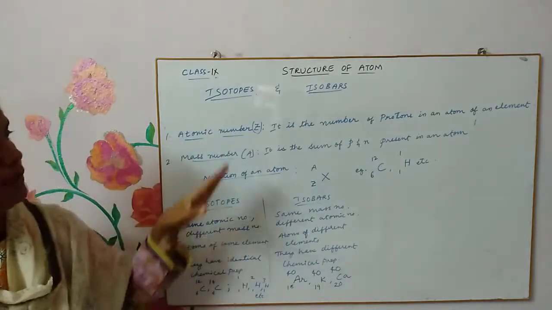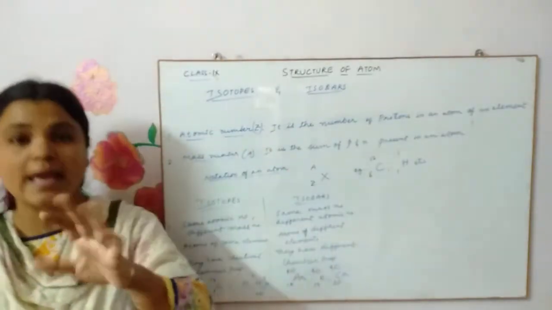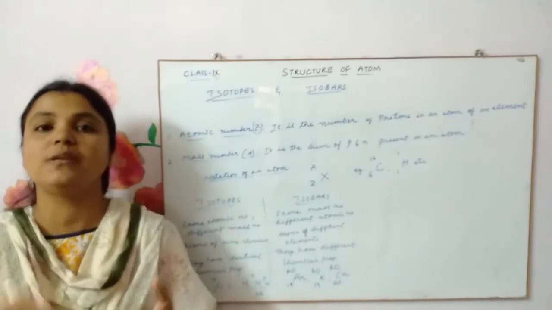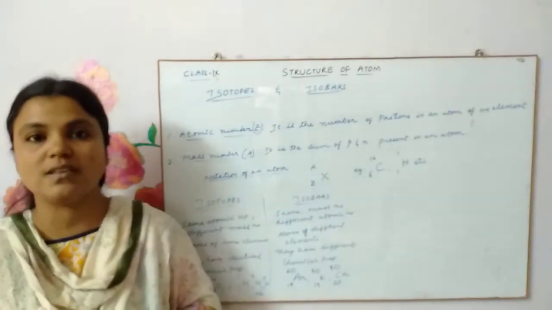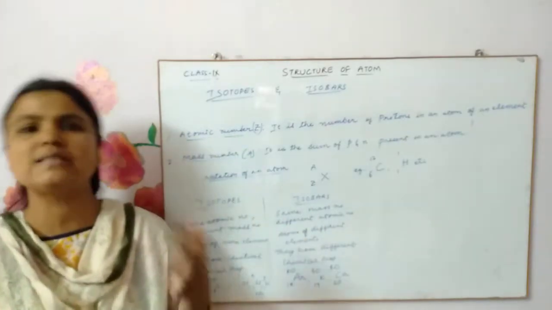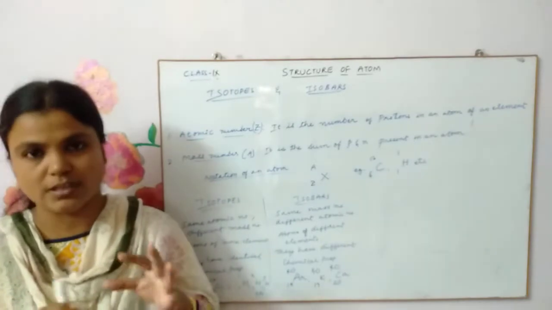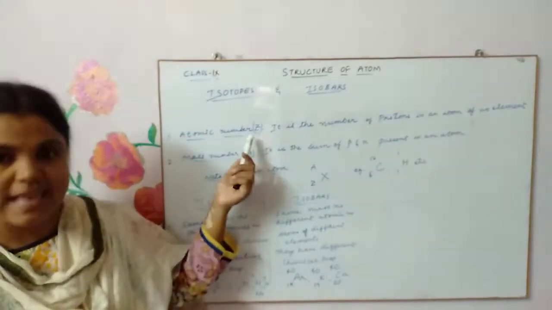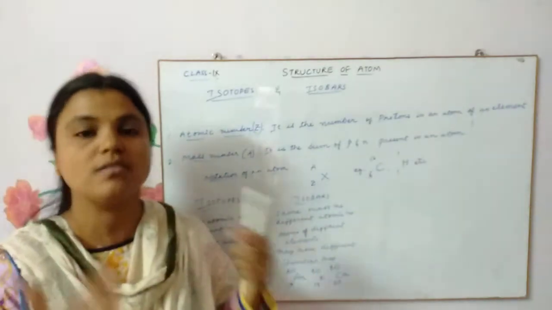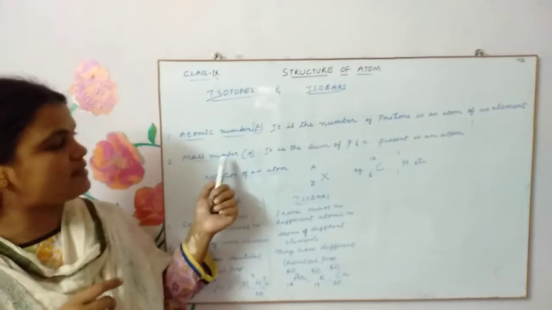So when I say the number of protons in an atom, the number of protons will be equal to the number of electrons. So this atomic number is also equal to the number of electrons of the atom present in an element. Got it? So atomic number Z is nothing but the number of protons, which is equal to the number of electrons in an atom. Now the next one is the mass number.